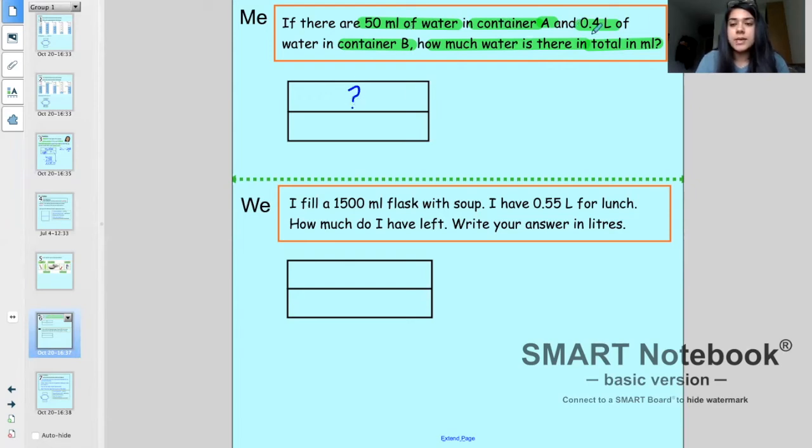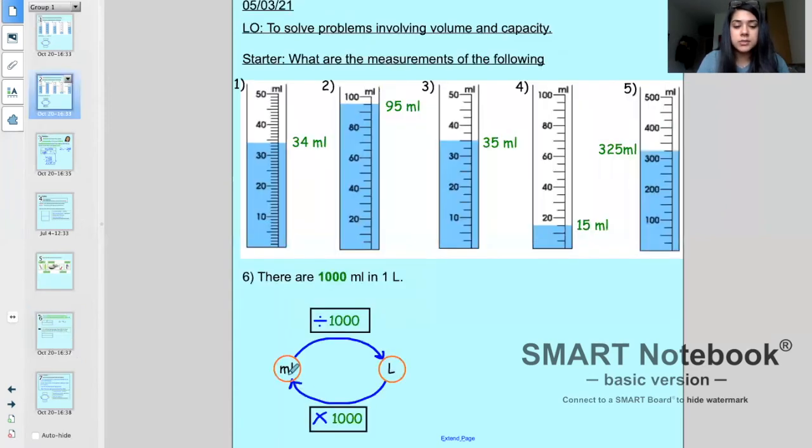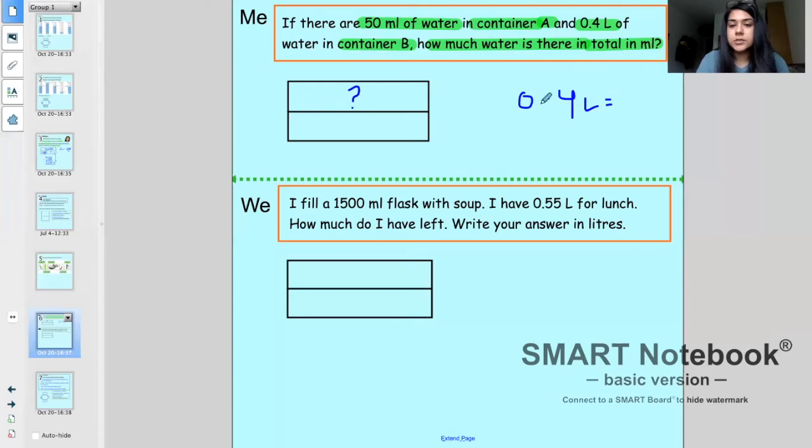Now, because it's asking millilitres, and not all of my values are in millilitres, I'm going to convert. So I've got 0.4 litres, and I want to convert that to millilitres. And if we look back at the conversions to help us, litres to millilitres multiplied by 1,000. And if we do 0.4 multiplied by 1,000, you should have got 400 millilitres. So now I know that one part, so this is container A, is 50 millilitres, and the other part is 400 millilitres. So that means I can add these two together because it's asking me total. Remember, total means addition. I can add these two together to get my whole, and that would be 400 plus 50, and you should have got 450 millilitres. Always remember your units, okay, when answering questions.